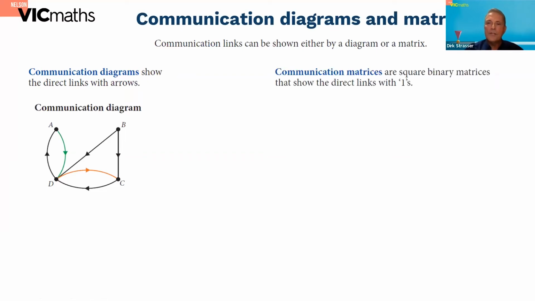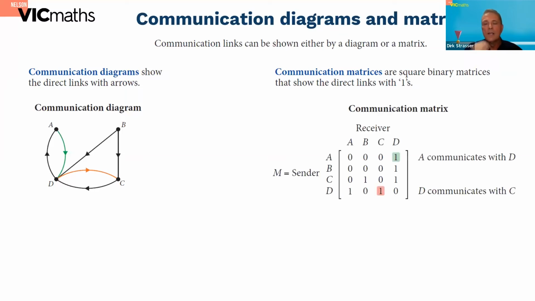Communication matrices are square binary matrices that show direct links with ones. So if there is a communication, it's shown by a 1. If there's no communication, it's shown by a 0. So the equivalent communication matrix for that communication diagram looks like that. And you can see from that, hopefully by the colors, that A can communicate with D is shown here with an arrow in the communication diagram.